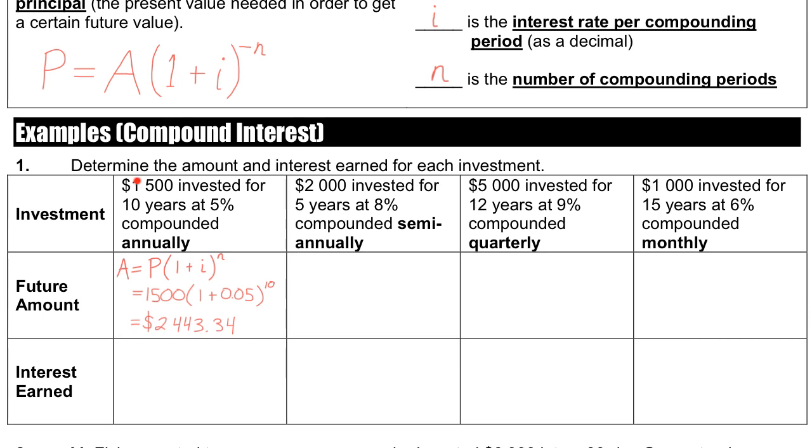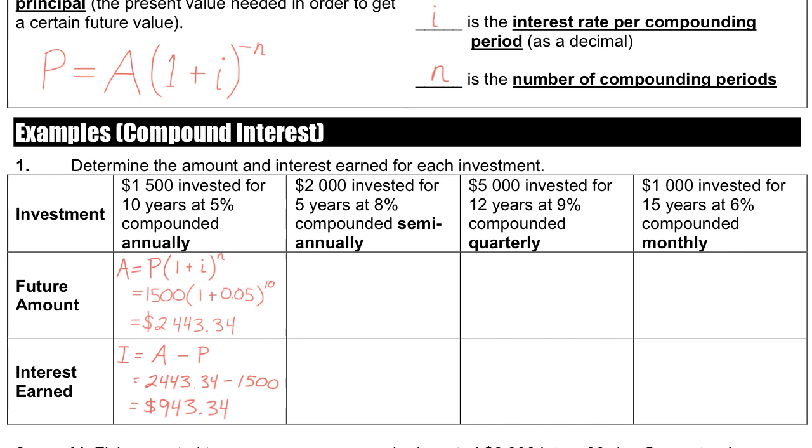So if I invested $1,500 and then 10 years later, this is the amount of my investment, how much interest did I earn? Well, it's just the difference between the future value and the principal. So if I take my future value, subtract the principal, I'm left with the amount of interest, $943.34. Now I'm going to do the same thing for each of these investments.